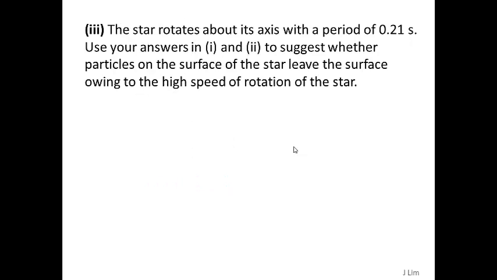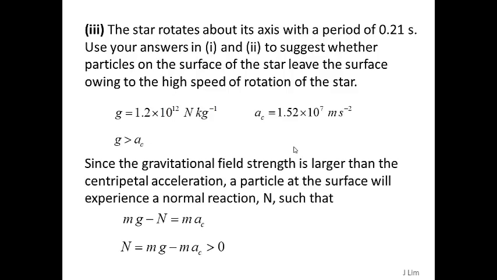The star rotates about its axis with a period of 0.21 seconds. Use your answers in 1 and 2 to suggest whether particles on the surface of the star leave the surface owing to the high speed of rotation of the star. So g is 1.2 × 10^12. a is 1.52 × 10^7. So obviously g is much larger than the centripetal acceleration.